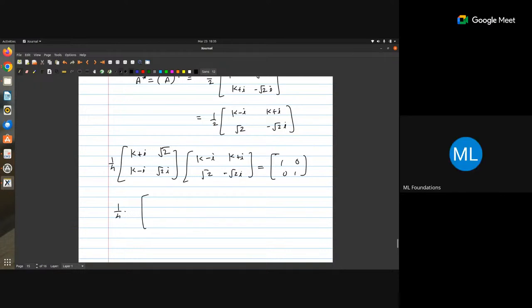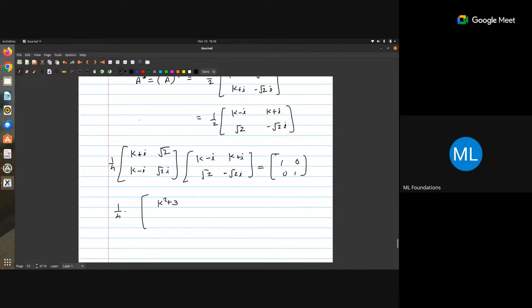Okay, and then I'll do it, just a minute. Then I'll do k plus i, k minus i, right? Plus 2, right? Is that correct? Yeah. This k square minus ki plus ki will cancel, and i square minus i square. So this is k square plus 3. What about this first row first?